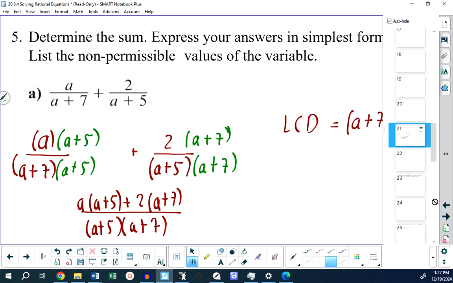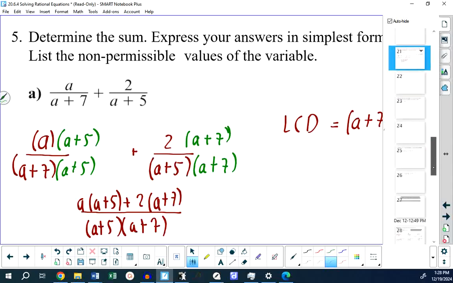And this is the thing that I think people mix up between yesterday's topic and today's. They know that when you add rational expressions, it involves an LCD. They know that when you're solving an equation that has rational expressions, it involves an LCD. But you use the LCD, the lowest common denominator, for different reasons.